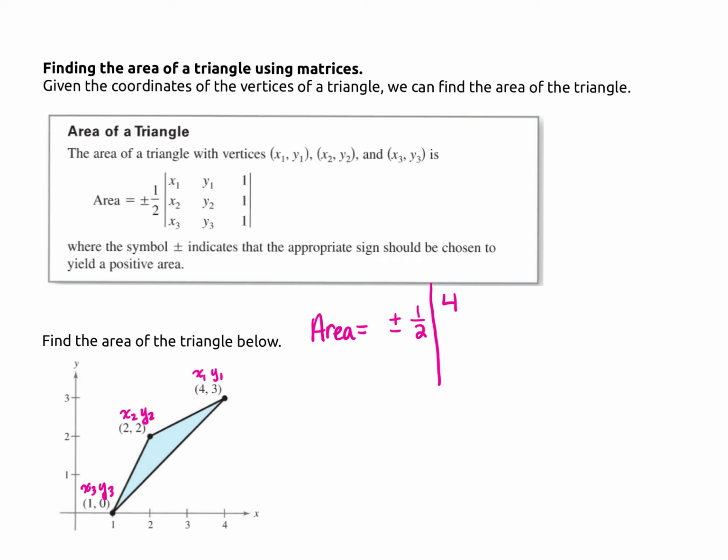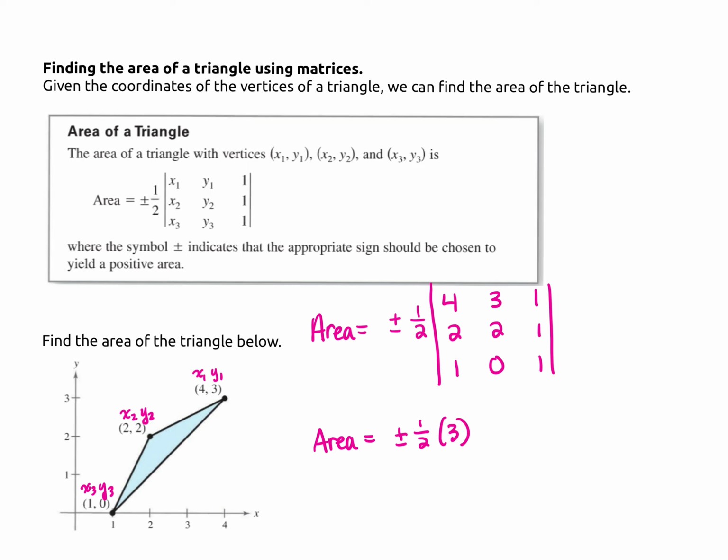So I'd have 4, 3, 1. That last column is always just composed of ones. And then we have 2, 2, 1, and 1, 0, 1. So we're going to find the determinant of this. Once again, I'm going to use my graphing technology for this. You're welcome to do it by hand if you would like, but I find that it's pretty easy to do this one on the graphing calculator. So let's go ahead and put your matrix into your calculator, find the determinant, and see what we get.